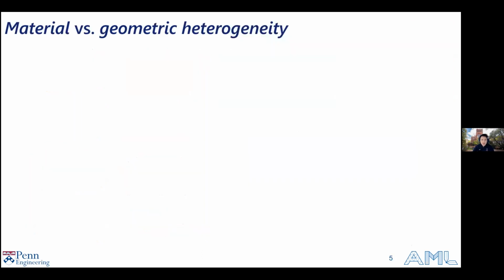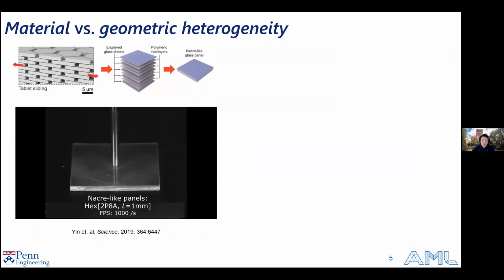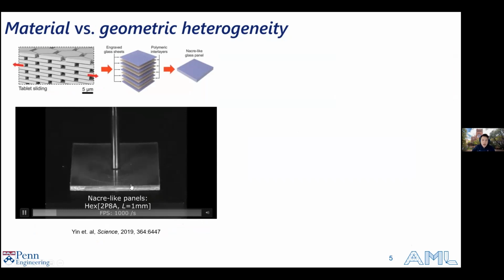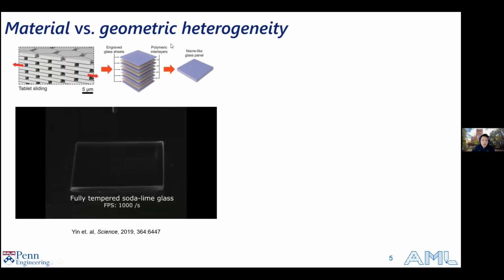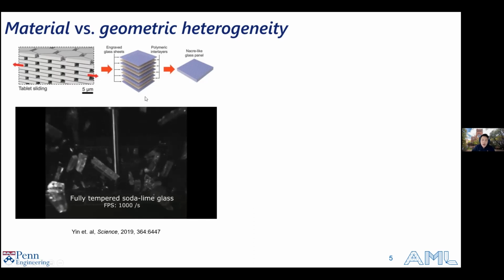So I want to now introduce the motivation between material and geometric heterogeneity. Here's a nice example that I think was published recently. Again, this is inspired by nacre, and I'm just showing this video here. Having these nacre-like structures can be hugely resilient to impact. However, in this case, where we have just glass, it is very brittle and breaks very easily with the impact. However, the geometry alone is not enough to activate these mechanisms.